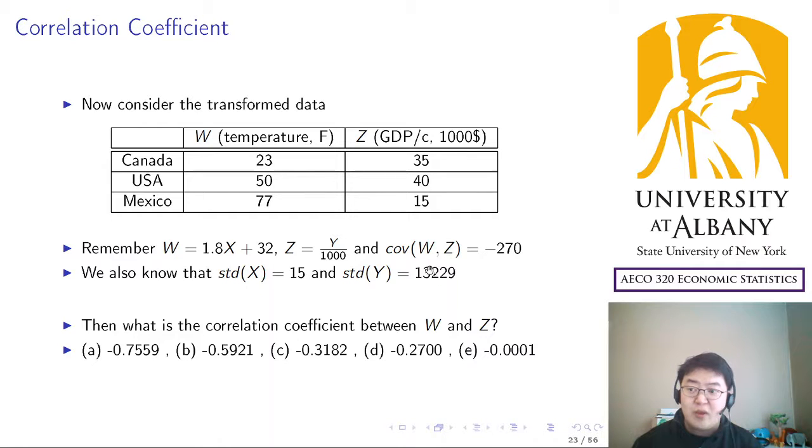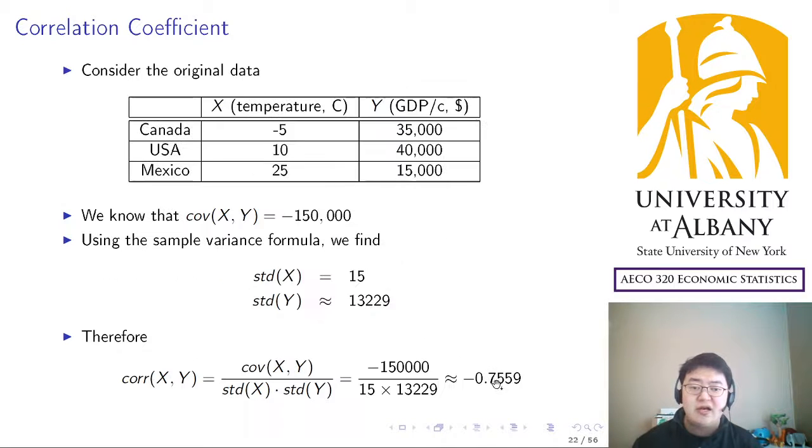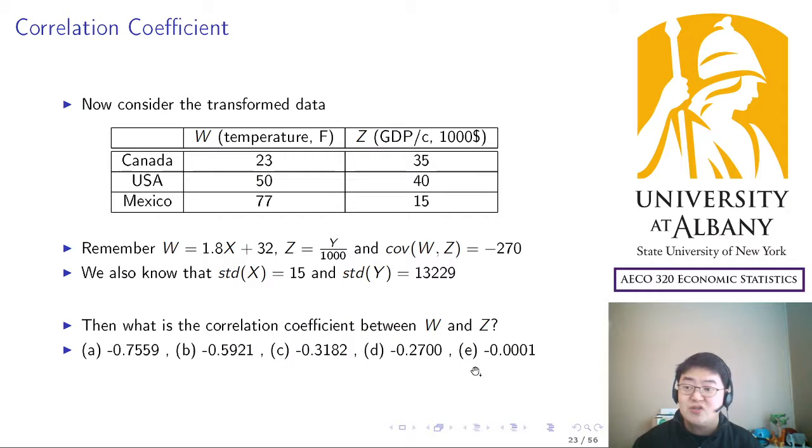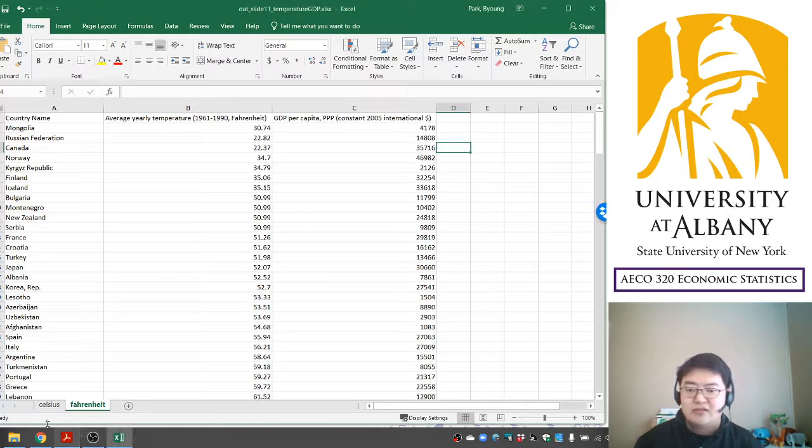And actually we know the answer because we already got minus 0.7559, and as I explained the intuition, the correlation coefficient should be the same. A. You will get the same number. Let me show you on Excel.